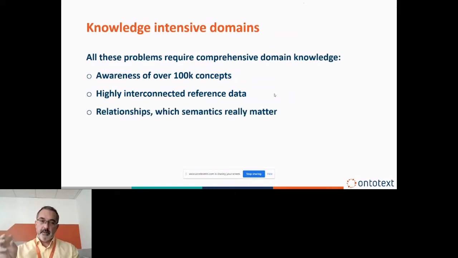And finally, there are such domains and such applications which require paying attention to the type, to the specifics of each and every relationship. So you rarely have the question of whether this person is related to that company, or this product is related to this subject. The question is quite often much more tailored to what are the relationships, what is the semantics of the relationships that connect them.